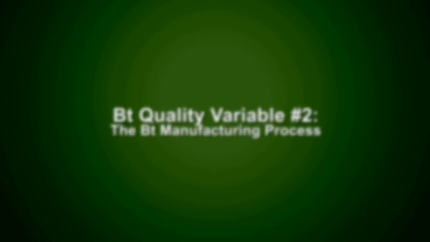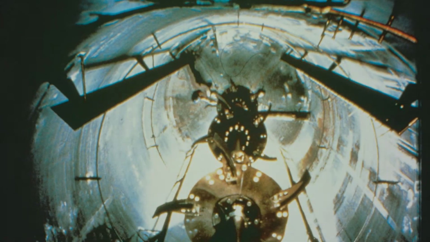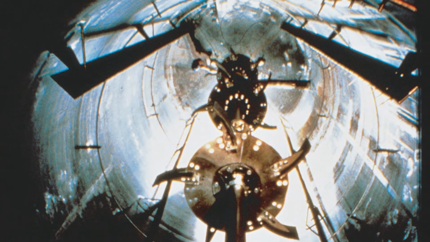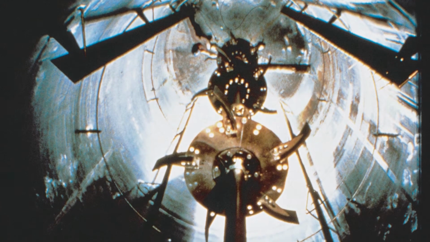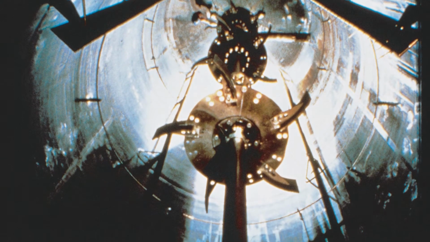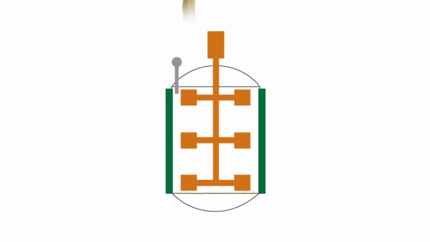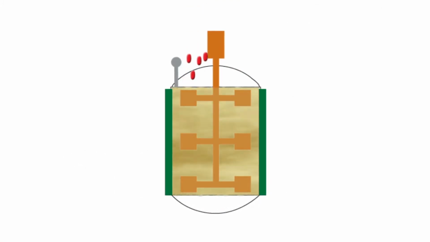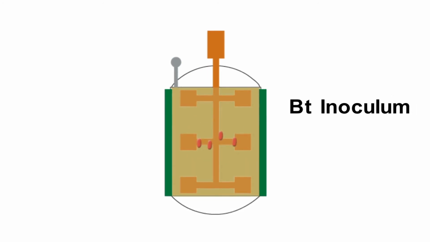BT is a living organism. The manufacturing process is complex. It involves growing the BT through industrial fermentation, and the ability of the manufacturer to control and optimize this process determines the quality of the product. Key factors include the ingredients. Growth media play a key role in BT manufacturing. Quality in, quality out.